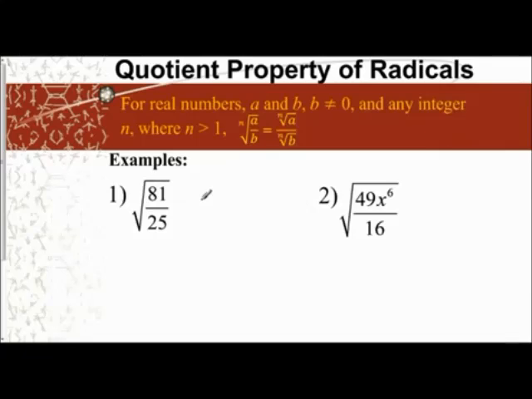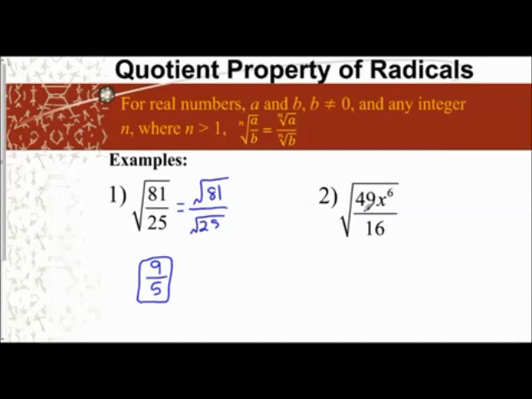And so if I have my first example, I have the square root of 81 over 25. So to simplify this, what I can do is split the square root across the top. So I have the square root of 81 over the square root of 25. And then simplify them separately. Well, the square root of 81 is 9. The square root of 25 is 5. So my answer is 9/5.